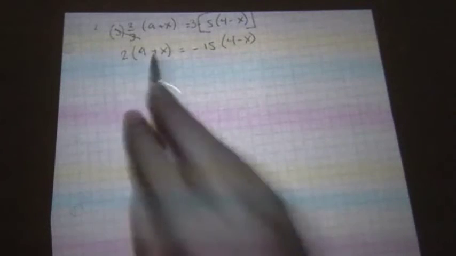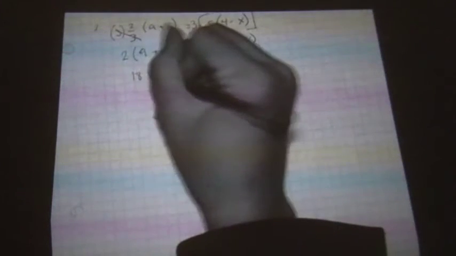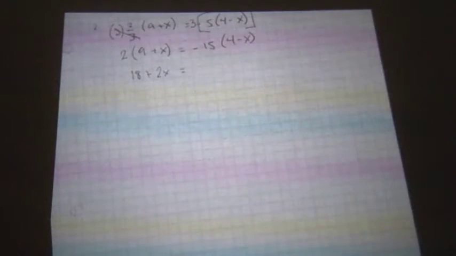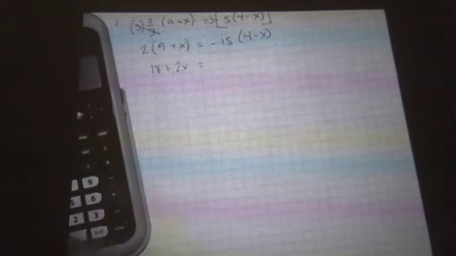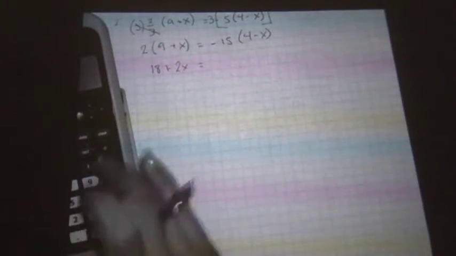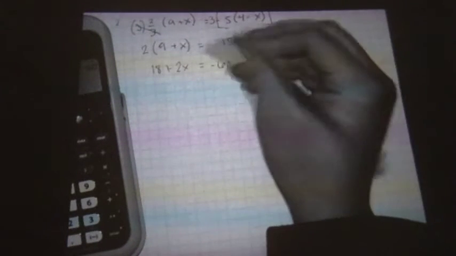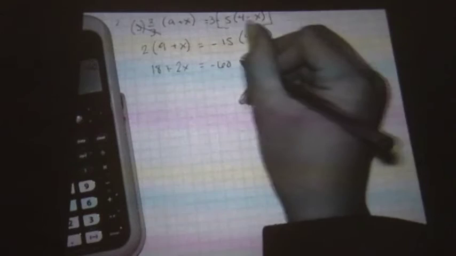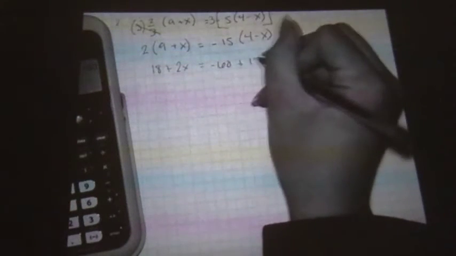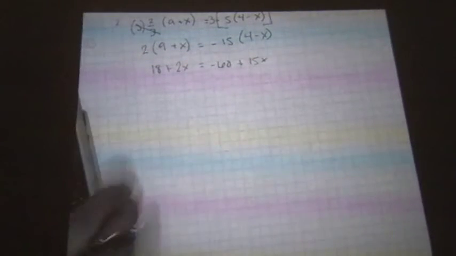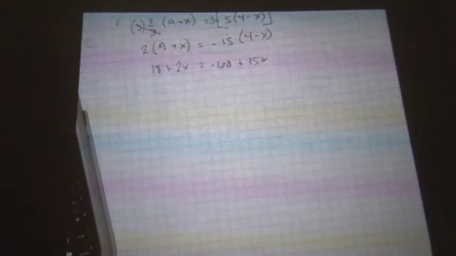Now I have it set up again. So I'm going to say 2 times 9 gives me 18 plus, and then 2 times x, 2x, equals negative 15 times 4. So we have negative 15 times 4. That gives us negative 60. Distribute this negative 15 to the negative x, and negative times a negative gives us a positive, so it's going to be plus 15x.